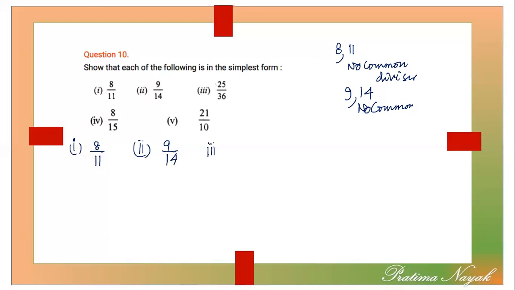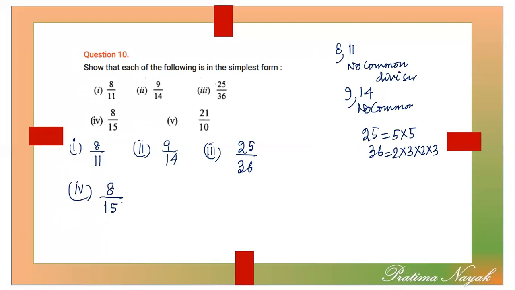Coming to the third. 25 upon 36. Is there any common divisor? No. Because 25 is equal to 5 into 5. 36 is equal to 2 into 3 into 2 into 3. So no common divisor. So it will be as it is. Fourth one. 8 by 15. Do they have any common factor? No. 8 is 2 into 2 into 2. 15 is 3 into 5. So no common factor. So it will be as it is. It cannot be reduced. Similarly, 21 by 10, it cannot be reduced.